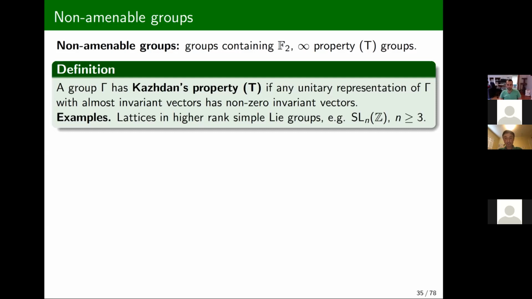So again, my goal here is to tell you a little bit about results concerning the classification of L of gamma. Let me mention some of the early work on this.